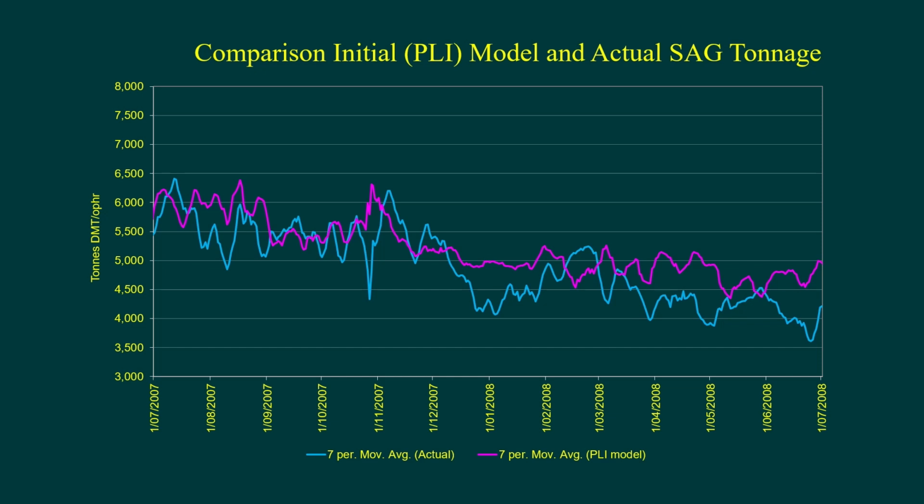It was during the period 2007, and there are periods where it works quite well, but there are a couple of periods where things started to go a little bit off track. Here in particular, we started to notice that the model was predicting higher throughputs than the plant was actually getting, and it was noted that this corresponded to a change to lower grade ore.